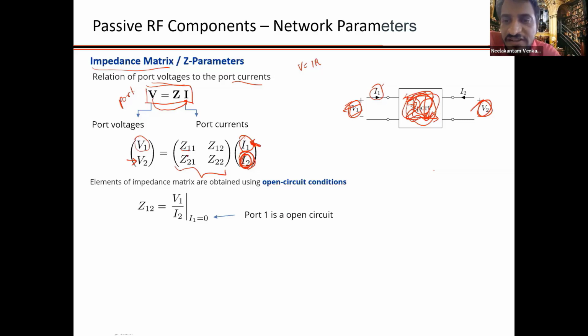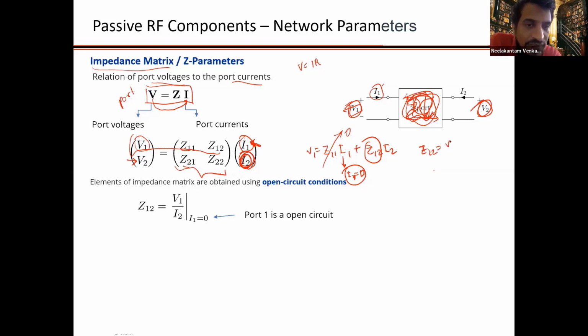So how do you obtain these? If I take this equation only, it's going to be Z11 I1 plus Z12 I2. And I notice that if I want to find what is Z12, I can always say, under the condition that I1 is 0, I will see that this term goes to 0. I can say my Z12 is the same as V1 over I2 when I1 is equal to 0. That's what we describe here.